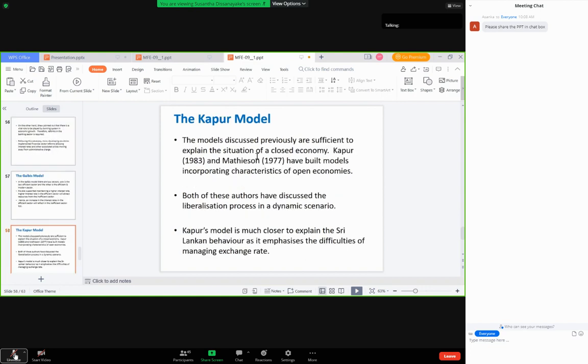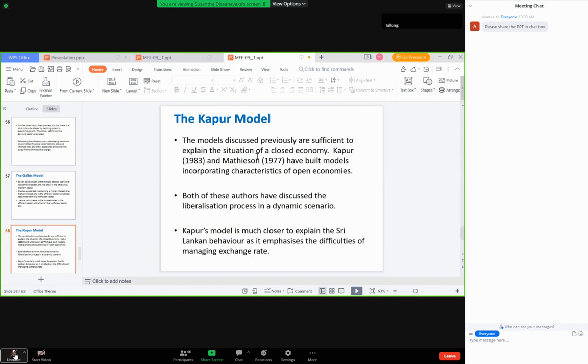The next one, the Kapoor model. The models discussed previously are sufficient to explain the situation of a closed economy. Kapoor and Matheson have built a model incorporating characteristics of open economies. So they are saying that whatever we discussed earlier addresses the closed economy situation, while the Kapoor model is going to address open economies, and it has the characteristics of open economies as well.